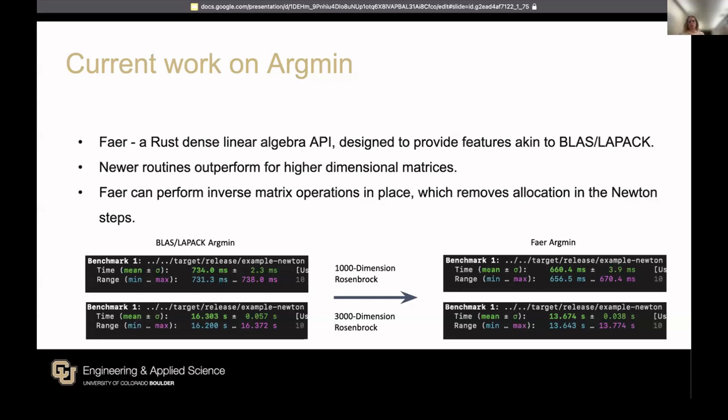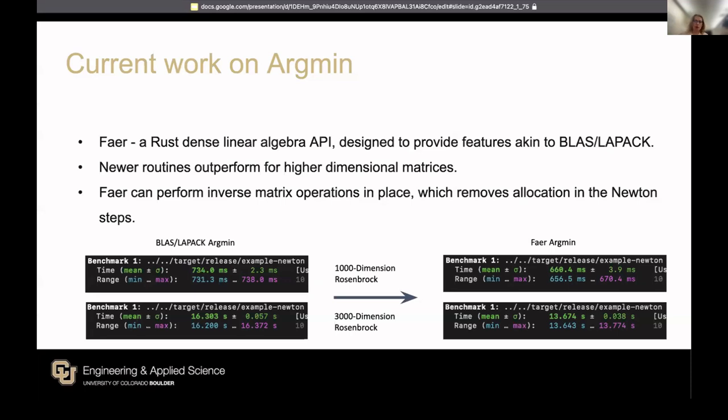It is shown through benchmarking that some of these newer routines can outperform for higher dimensional matrices. And I have some rudimentary benchmarks there at the bottom that show a 1,000-dimensional Rosenbrock and a 3,000-dimensional Rosenbrock, where there are fairly significant performance increases just at those dimensional levels.